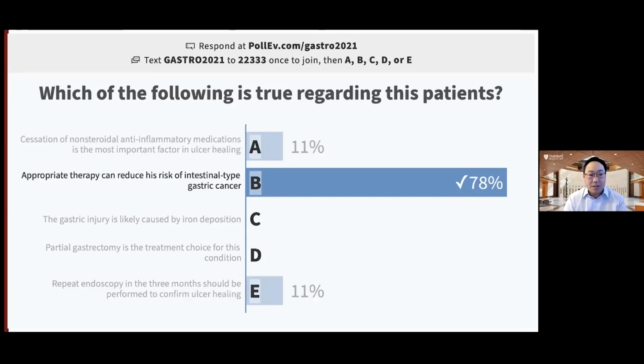Repeat endoscopy in 3 months to confirm ulcer healing. Again, if you have a large bleeding ulcer and you don't take biopsies, then absolutely you would want to confirm ulcer healing to make sure that there's no malignancy. But this patient isn't presenting like this. He has multiple small antral ulcers due to H. pylori. So the correct answer is that treating the H. pylori will treat his gastritis, which we know can lead to intestinal metaplasia and then intestinal type cancer along the Correa cascade. So B is the appropriate answer.